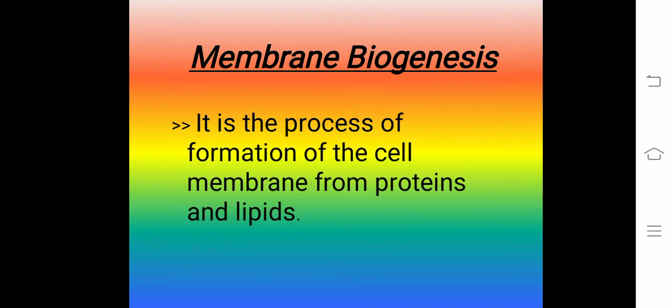Membrane biogenesis. We know that endoplasmic reticulum helps in the manufacture of proteins and lipids. Some of these proteins and lipids help in building the cell membrane. This process is known as membrane biogenesis. Thus, membrane biogenesis is the process of formation of cell membrane from proteins and lipids, while some other proteins and lipids function as enzymes and hormones.